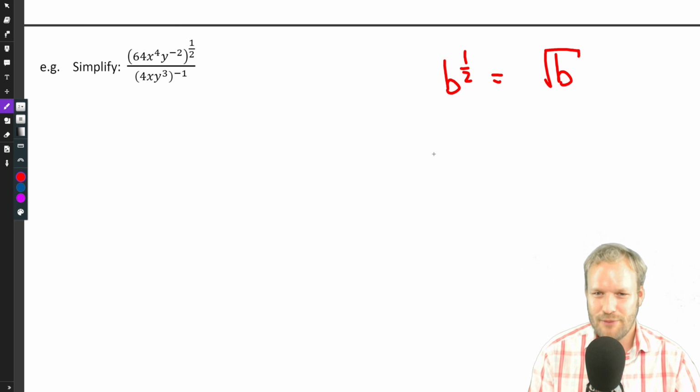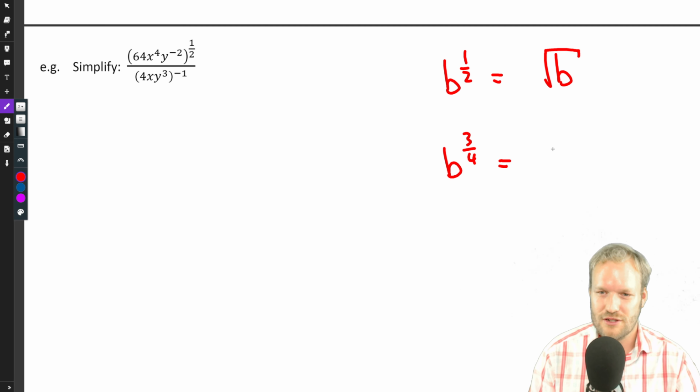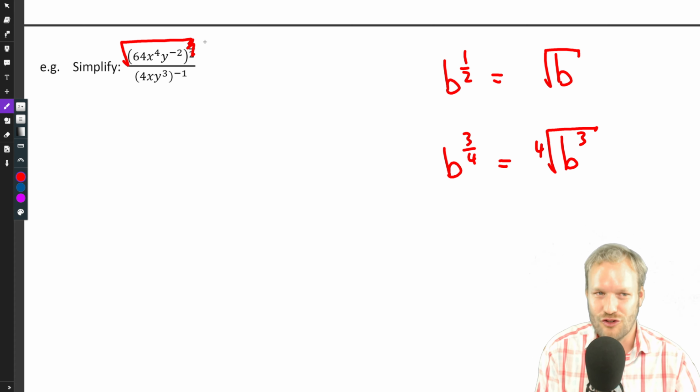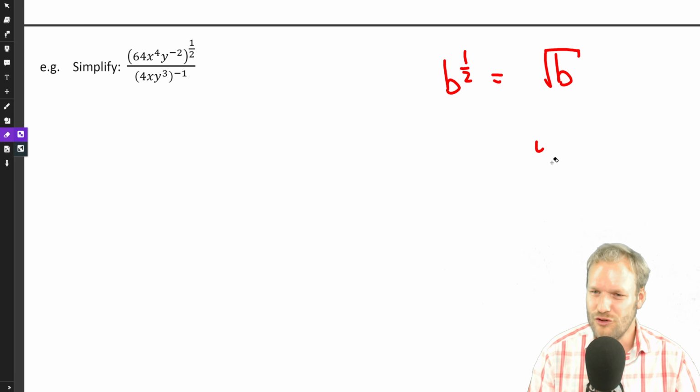Because we can use our exponent laws. I'll take another example: b to the 3/4. That's another way of writing b cubed, and we're taking the 4th root. So this question may have been asked like that, in which case you'd need to change it to the power of a half. It's not something we actually need in this question directly, but it's just there out of interest for when we do need it later.